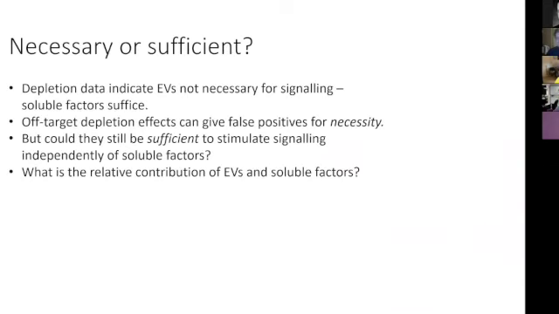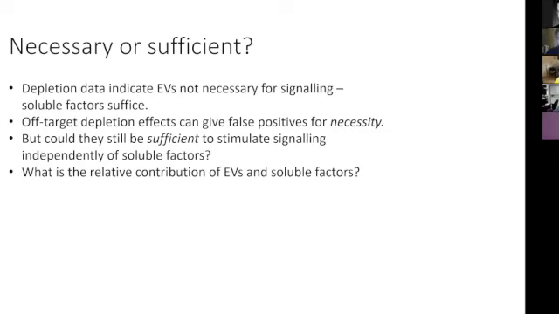So we then come on to the question of necessary versus sufficient. I would argue that the data I presented here shows that in our system, and I emphasize in our system because there's so many different tests for MSC-EVs and so many different cell sources, they're not necessary. But that doesn't mean that they're not sufficient. So you could have two completely independent arms of signaling, one by EVs, one by soluble factors, and either one of them could act independently to suffice, right?